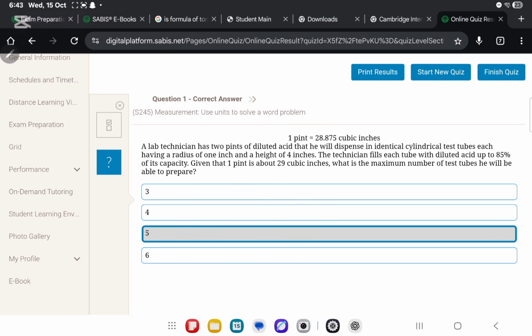A lab technician has 2 pints of diluted acid, which he will dispense in identical cylindrical test tubes, each having a radius of 1 inch. This is our R, and this is our H. The technician fills each tube with diluted acid up to 85% of its capacity. That means the volume that is actually used is 85% of the entire volume of the cylinder. What's the volume of the cylinder? The volume of a cylinder is pi r squared h, right?